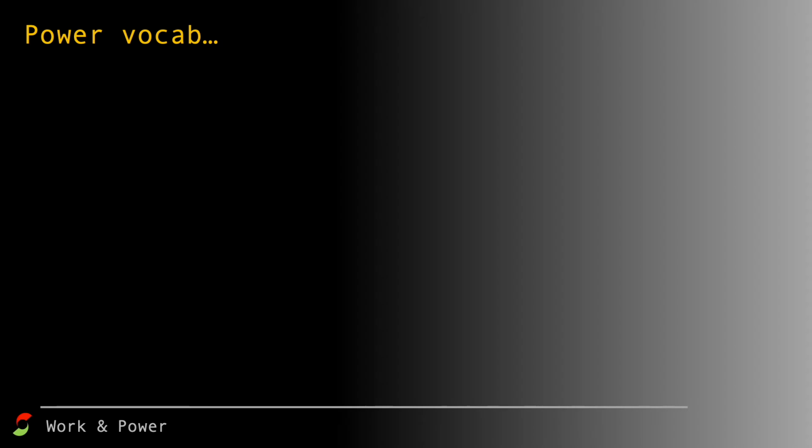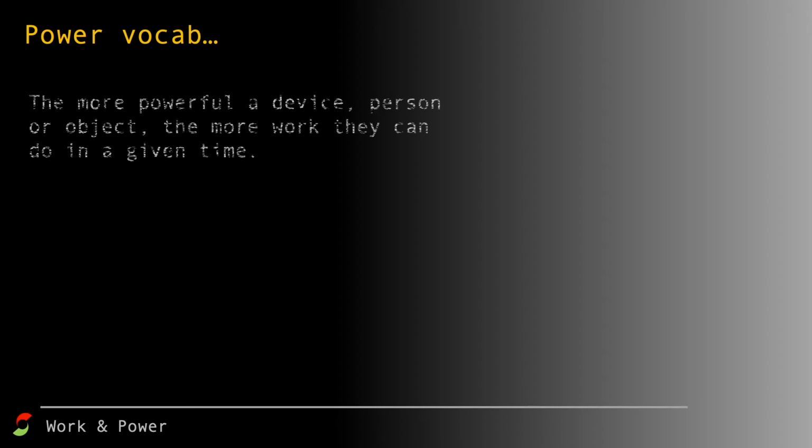So here is some vocabulary for you to get used to using, some terms that you might use to describe or explain what's happening in terms of power and work. For example, let's say that we were looking at comparing something as being more powerful than something else, a device, a person, or an object. That means that they do more work in a given time.